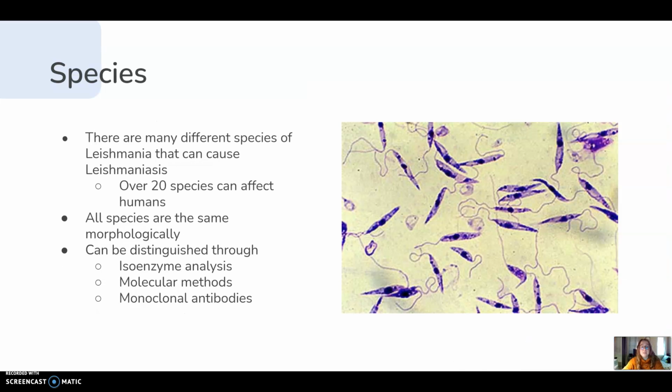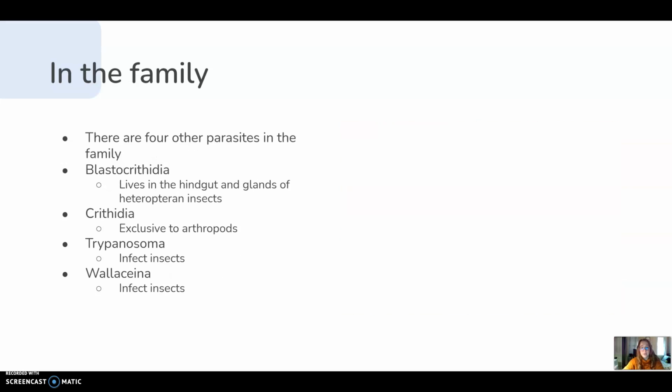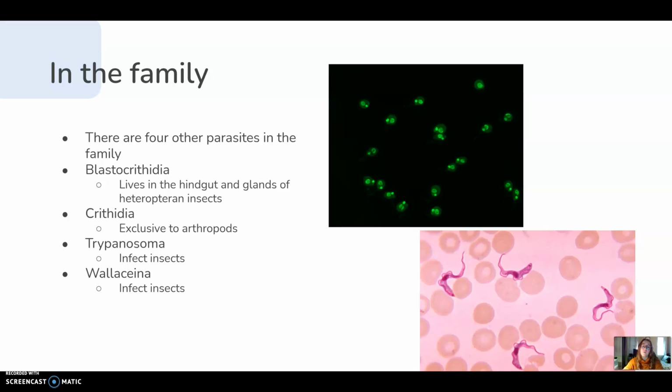There are many different species that can cause leishmaniasis, over 20 in fact that can cause it in humans. All species are the same morphologically, but can be distinguished through isoenzyme analysis, molecular methods, and monoclonal antibodies. There are 4 other parasites in the family. However, none of them are known to cause disease in humans, or in most animals, and they are really only parasitic to insects.